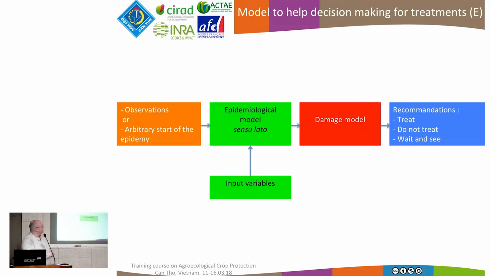And how this model works, it's always the same. You start with observations or an arbitrary start of the epidemic. Then you get an epidemiological model in a wide sense. It can be dealing with weeds, with insects, or with plant pathogens that are triggered by input variables. Usually it's soil and mostly weather variables that trigger these models. Then you have a damage model in order to assess the economic loss. And then you have recommendations, either to treat or to not treat, or just to wait and see. This is the logic that is used behind decision support systems.